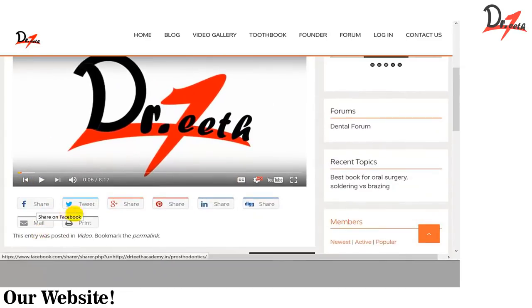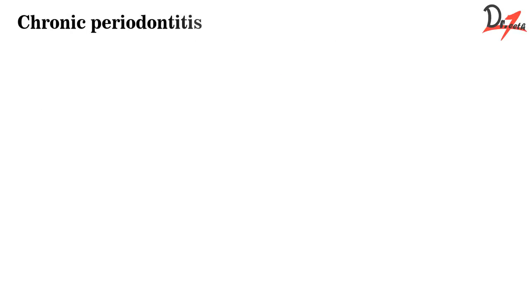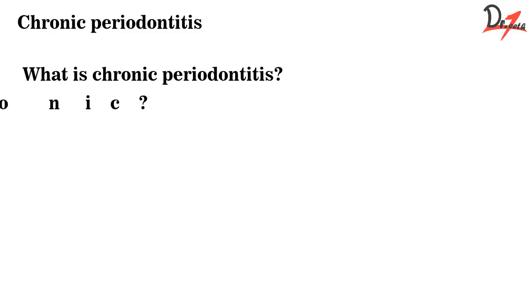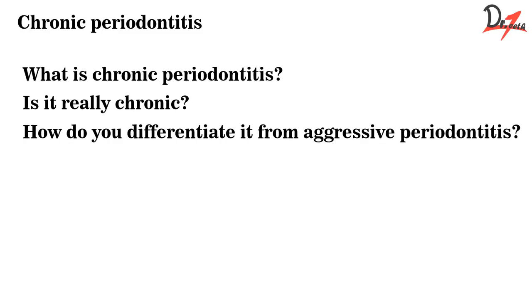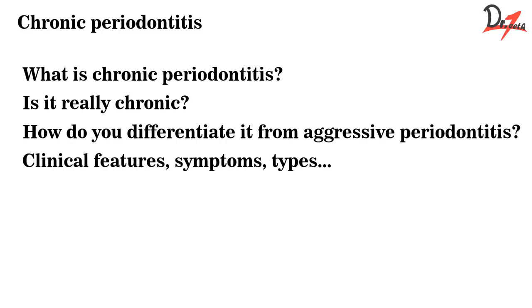So in this video we are going to cover chronic periodontitis. This is not going to be a very exhaustive literature or information about chronic periodontitis, because there is so much to learn about it. But in this video, we are going to see what is chronic periodontitis, when do we actually say that it is chronic periodontitis, and how do you differentiate it from aggressive periodontitis, clinical features, types, and so on. So let's proceed with the video.